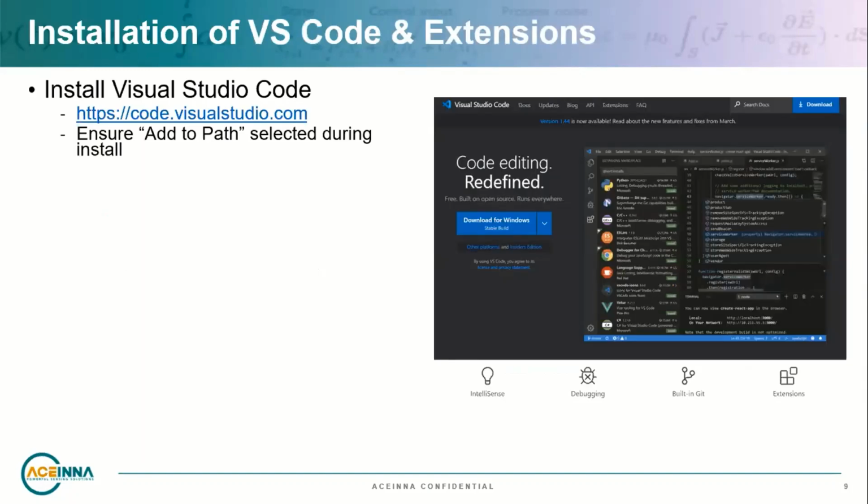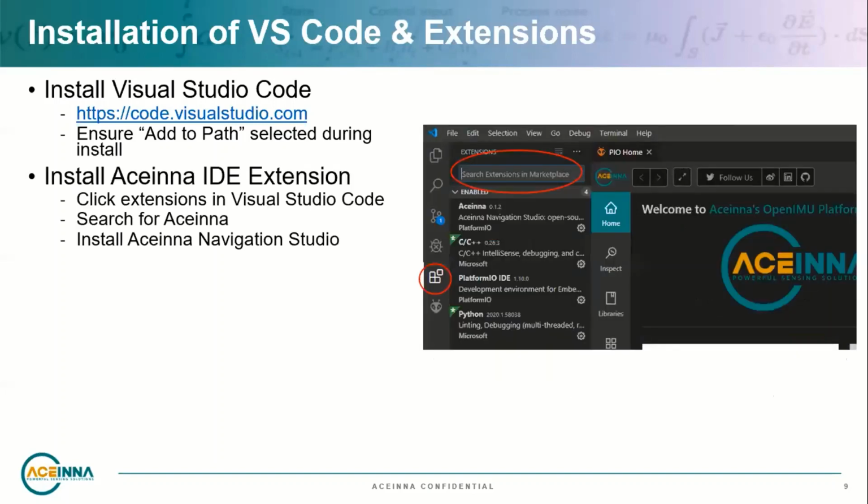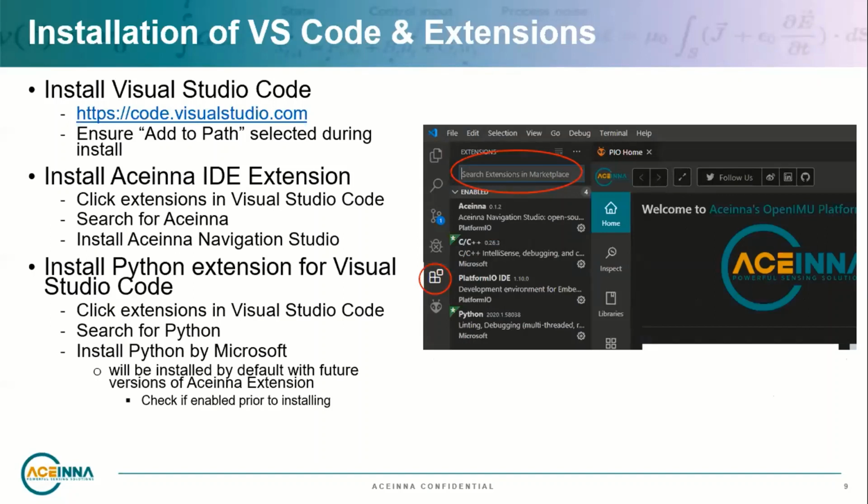So, getting started, you need to download and install Visual Studio Code depending on the platform that you have, whether it's Windows, Ubuntu or Mac OS. During installation, make sure you check the box to add to the path. Then you can click on the extension icon in Visual Studio Code, search for ACEINNA and install the ACEINNA extension. And also make sure you have the Python extension installed in Visual Studio Code. Let me quickly give you a live demo of how it looks.